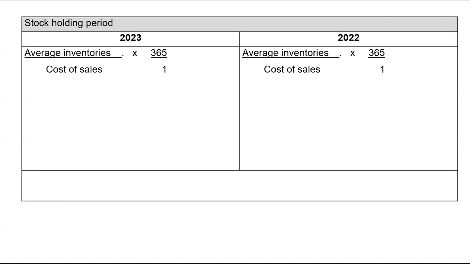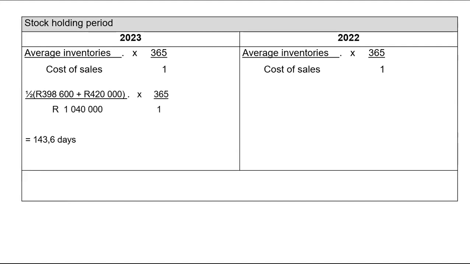You don't calculate the average. Guys, read the question carefully because it guides you as to what it wants. But if they don't mention it, they just say stock holding period, then you just use the normal formula, which is your average inventory, which is inventory for this year plus inventory for last year. You divide it by cost of sales. We did this above, and then you times it by 365.